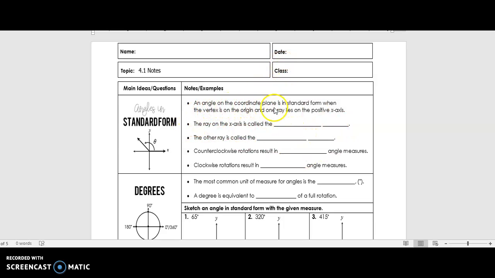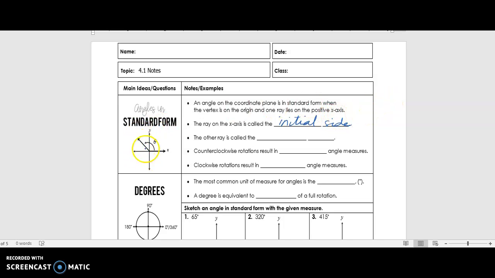An angle on the coordinate plane is in standard form when the vertex is on the origin and one ray lies on the positive x-axis. The ray on the x-axis is called the initial side. Please take notes as I explain. So what does this mean?